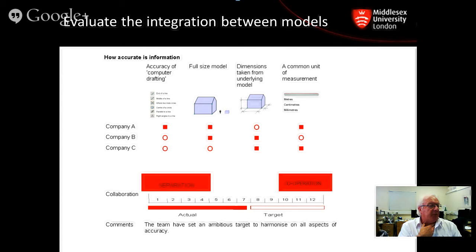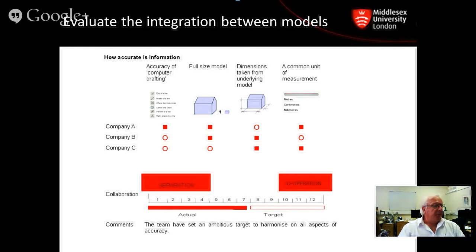Are we using a full-size model? 1-to-1, that's pretty common these days. It wasn't at one time. Dimensions taken from the underlying model. If we're putting things in accurately, we ought to be able to take dimensions accurately from that model. And we'll see a little bit of an example of that later on when we look at the Summerfield Shops experience. And now we're all using common units: meters, centimeters, millimeters. And I guess perhaps there are people out there in the States probably using feet and inches, and some people here in the UK were still using feet and inches, even though we've been metric since the mid-70s.